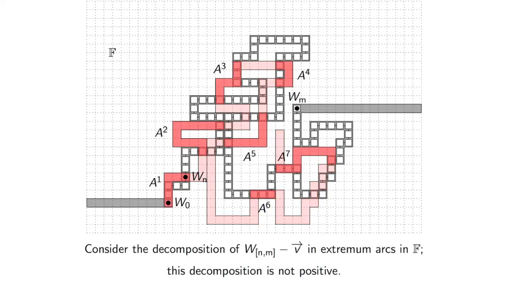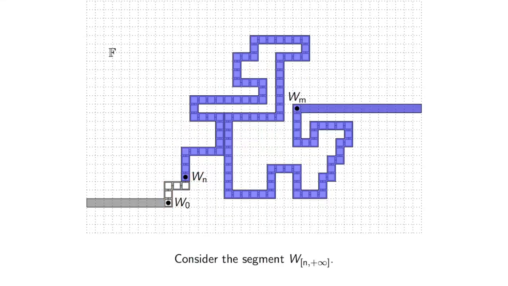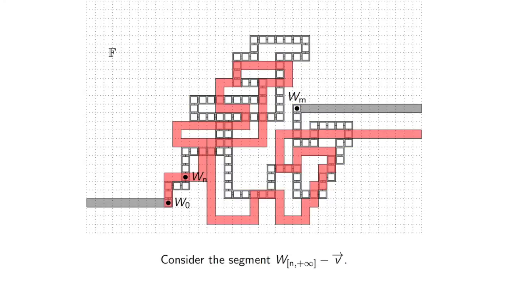Consider the decomposition of this red segment in extreme arcs in the free zone. Remark that the arc A7 is negative. Thus this decomposition is not positive. This fact may be troublesome in the future. Then, a little trick is needed in order to obtain a positive decomposition. Instead of considering the segment of the window from index N to index M, consider the segment of the window W from index N to plus infinity. This infinite path is in blue. Now, consider the translation of this infinite path by -V. This infinite path is in red.